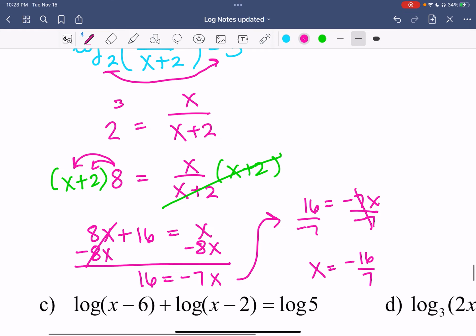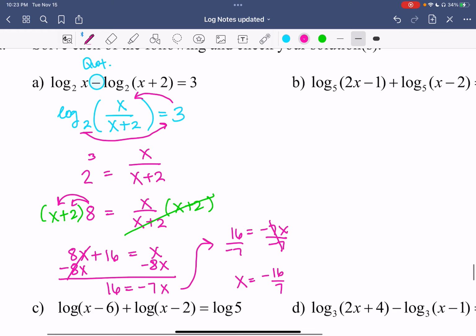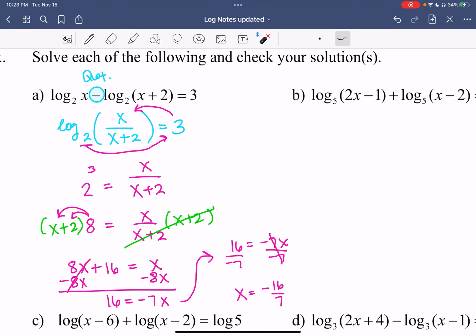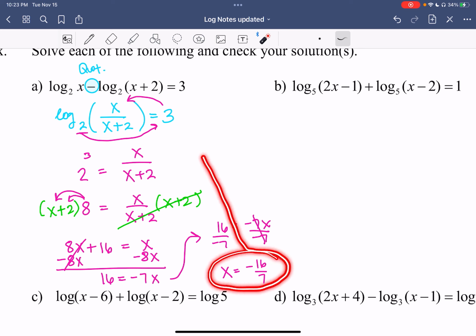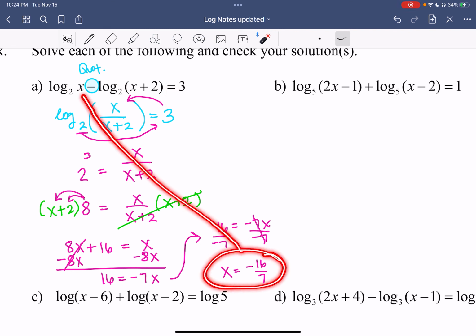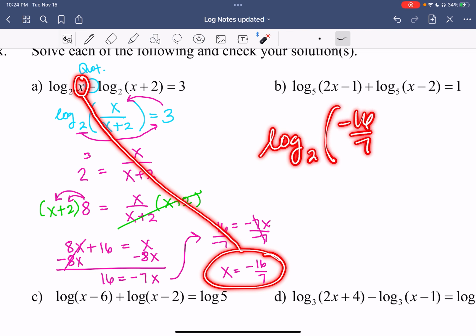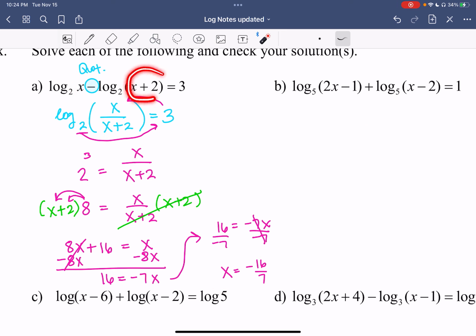Okay, now don't box any of your answers until you check your argument, because the argument cannot be negative or 0. So if this is x, you're going to plug it into this argument and this argument. If I plug x into this argument, that gives me log base 2 of negative 16 over 7. That is not possible because we just said the argument has to be positive. So that's not going to work. Let's test the other argument.